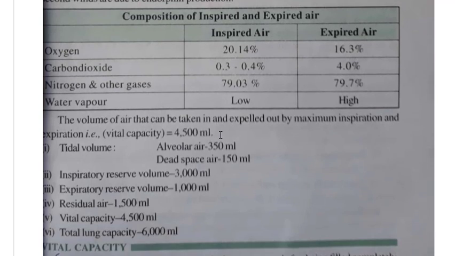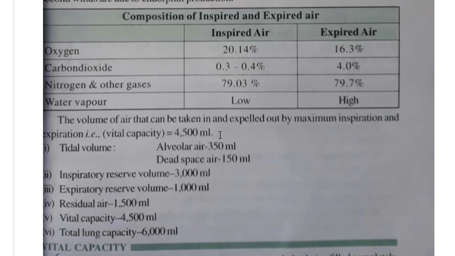Now let us understand the composition of inspired and expired air. So when we take air in, what is the composition of air, how much oxygen is there, and when we release air from our body, what is the level of oxygen and other gases. So during inspiration, 20.14% is oxygen, 0.3 to 0.4% is carbon dioxide, 79.03% is nitrogen and other gases, and a very low amount of water vapor is present.